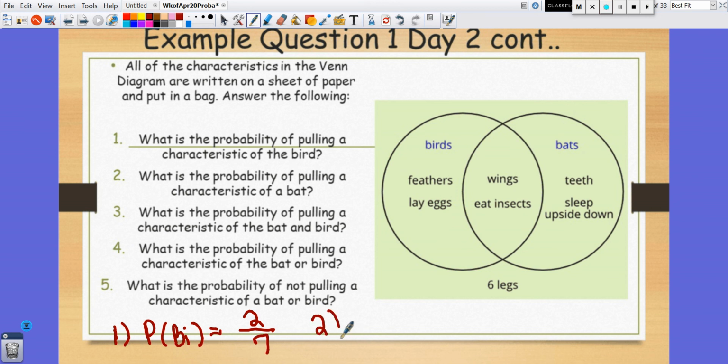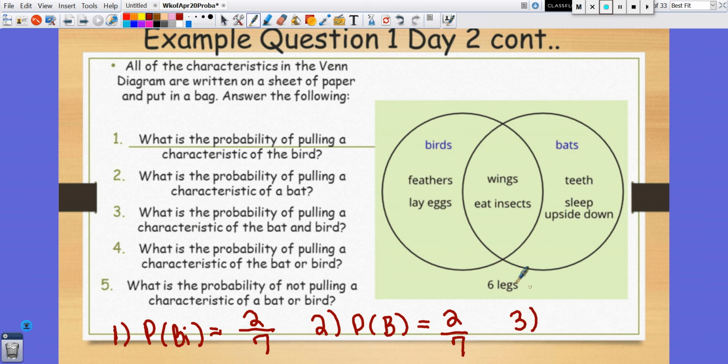All right, let's do number 2. It says, what's the probability of pulling the characteristic of a bat? Well, we have 1, 2 characteristics of a bat. Let me write that. I'm going to say probability of a bat, I'm going to just call it B. 1, 2. So that's 2 out of 1, 2, 3, 4, 5, 6, 7 objects that are in this bag.